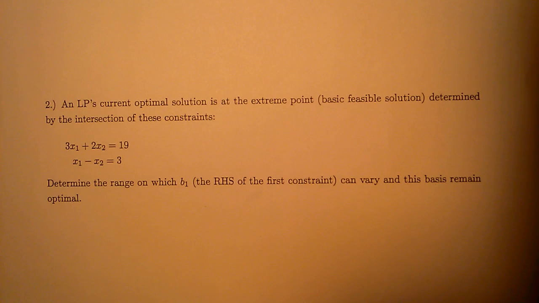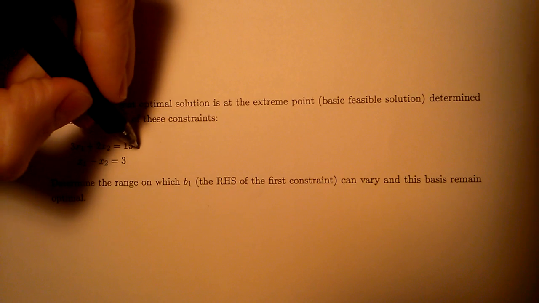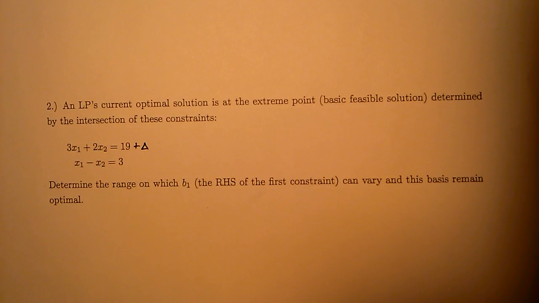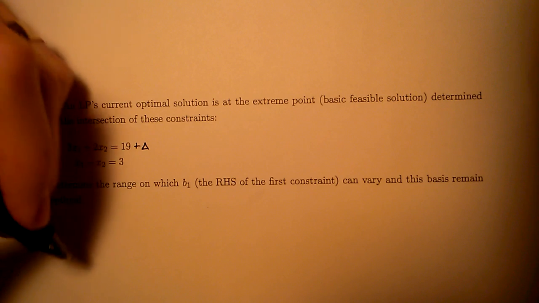Actually, this wasn't intended to be too hard. Basically, you just needed to remember what we said in class, that when we have an optimal basis for an LP and we want to vary a right-hand side, that basis will remain optimal as long as the basis remains feasible. So essentially the idea was this. We're going to be varying the right-hand side of constraint 1. So in order to investigate that, we're going to add a delta right there.